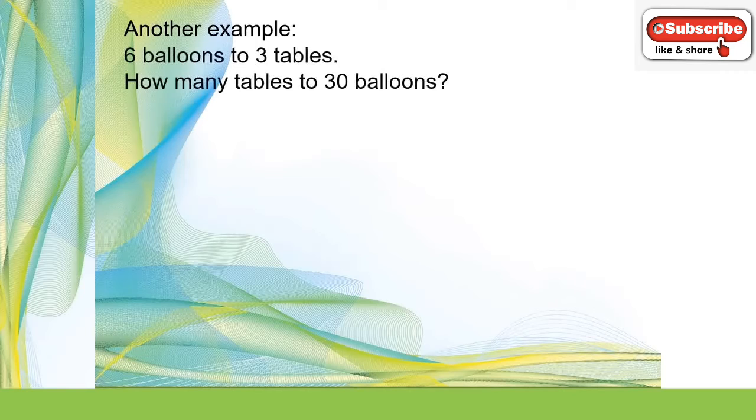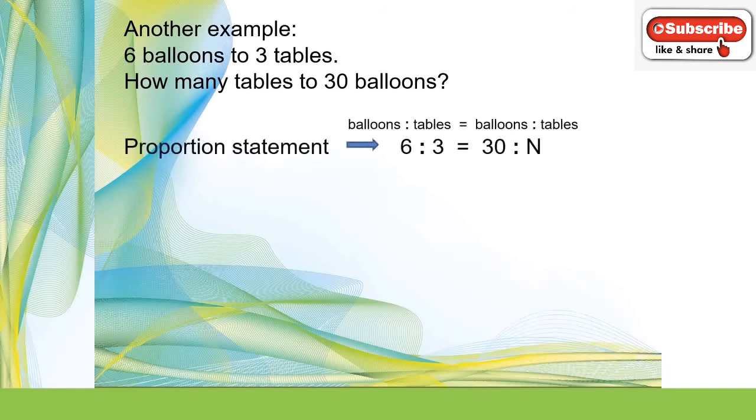6 balloons to 3 tables. How many tables to 30 balloons? To set up the proportion statement, the order of the terms should be balloons is to tables as balloons is to tables. So the proportion statement now is 6 is to 3 as 30 is to n.